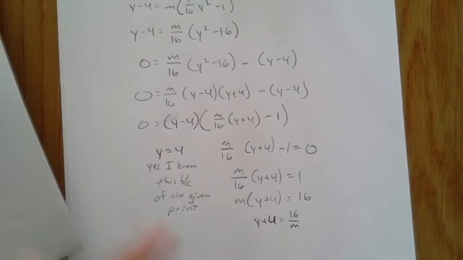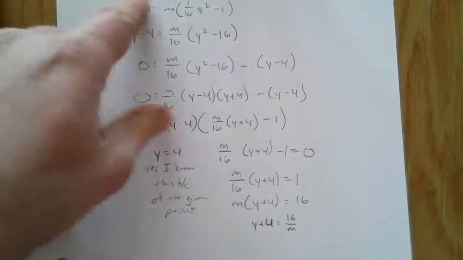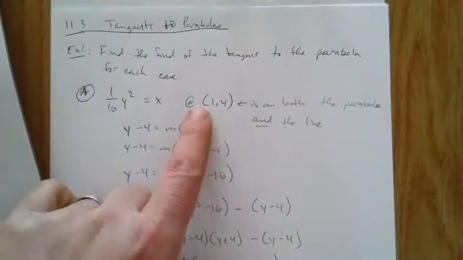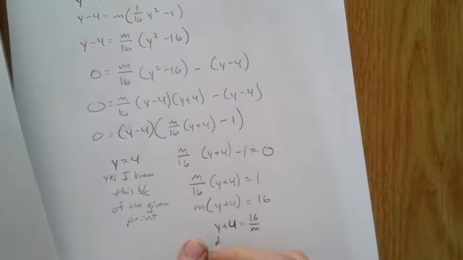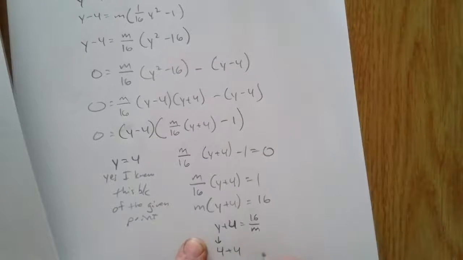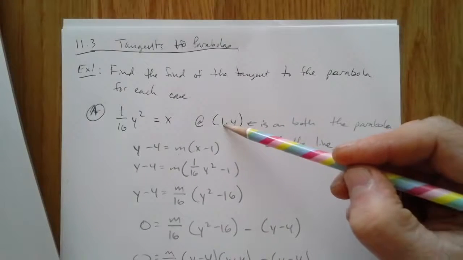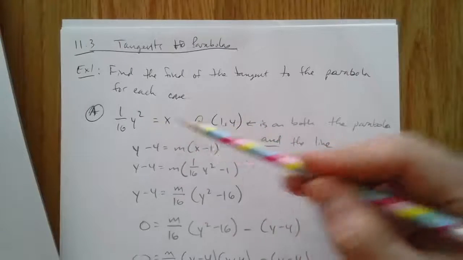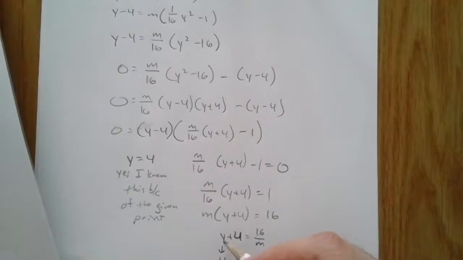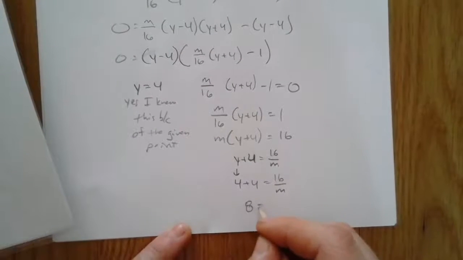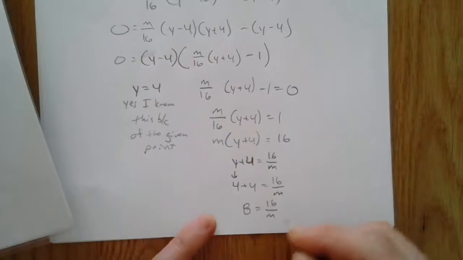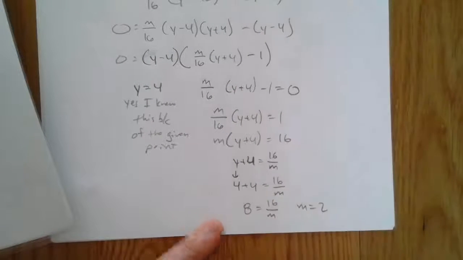Now remember that we're worried about the tangent at (1, 4), so this y value must be 4. Because of the initial conditions, the line had to pass through (1, 4), and the graph had to pass through (1, 4), so the y value must be 4. So we plug it in, and this means that m must be 2. So we've just figured out the slope of 2.